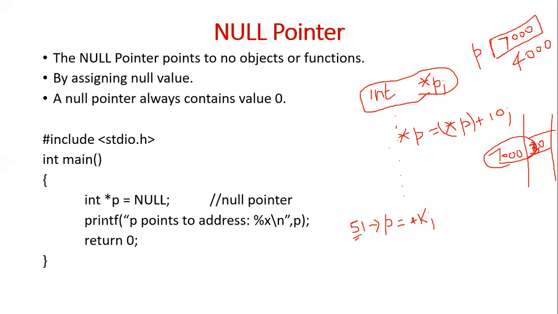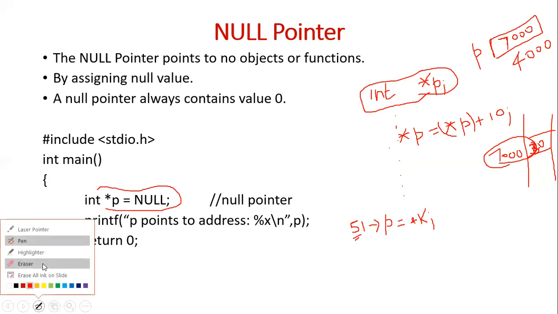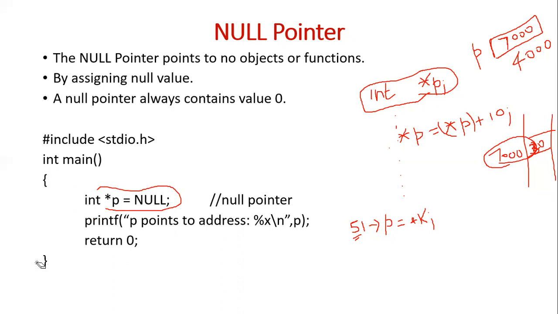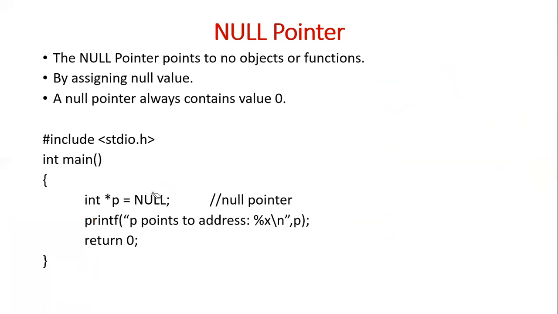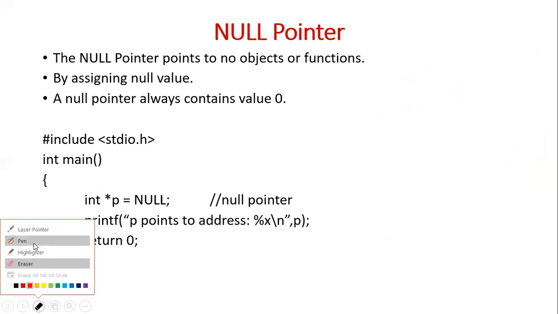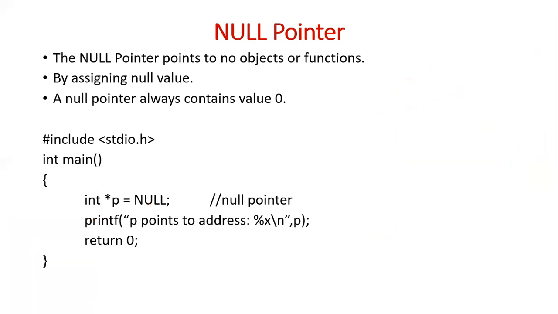That is the reason why we always suggest that the pointer should be assigned to null. I think the context is clear. Other than that, there is no specific purpose of the null pointer. So it is always a good programming practice to assign the pointer to null. If the pointer is assigned to null, such a pointer is called a null pointer.